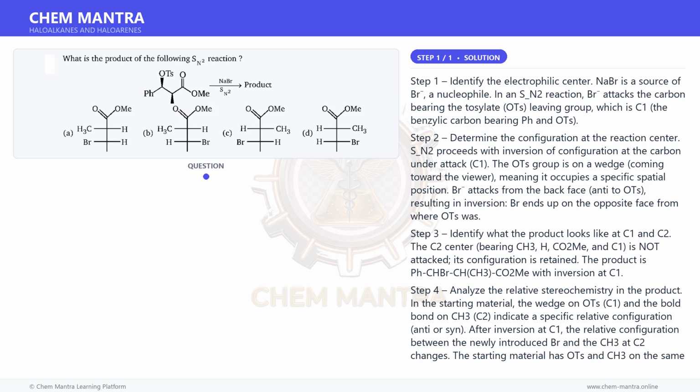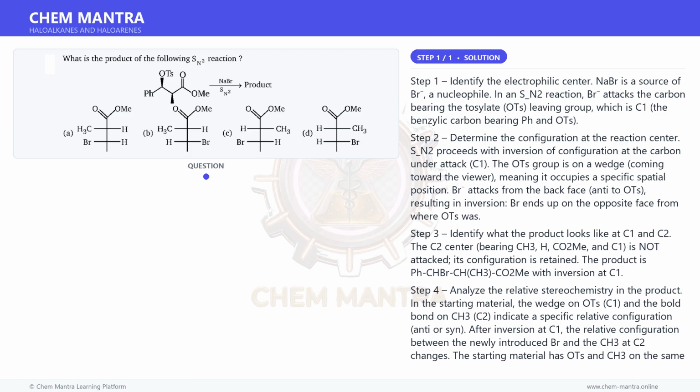Step 2. Determine the configuration at the reaction center. SN2 proceeds with inversion of configuration at the carbon under attack, C1. The OTs group is on a wedge, coming toward the viewer, meaning it occupies a specific spatial position. Br⁻ attacks from the back face, anti to OTs, resulting in inversion. Br ends up on the opposite face from where OTs was.